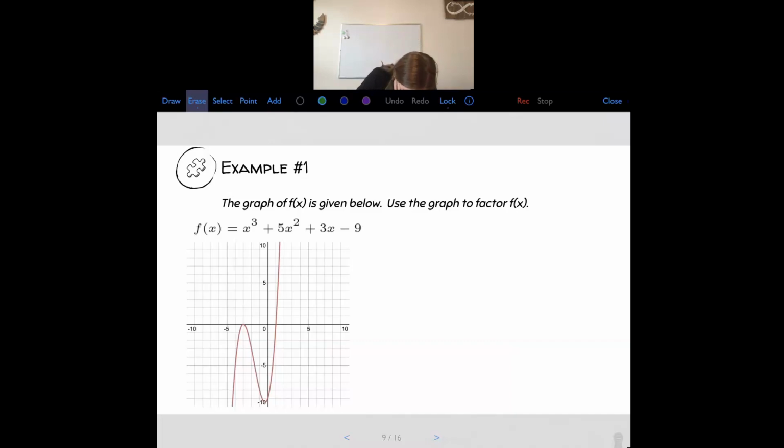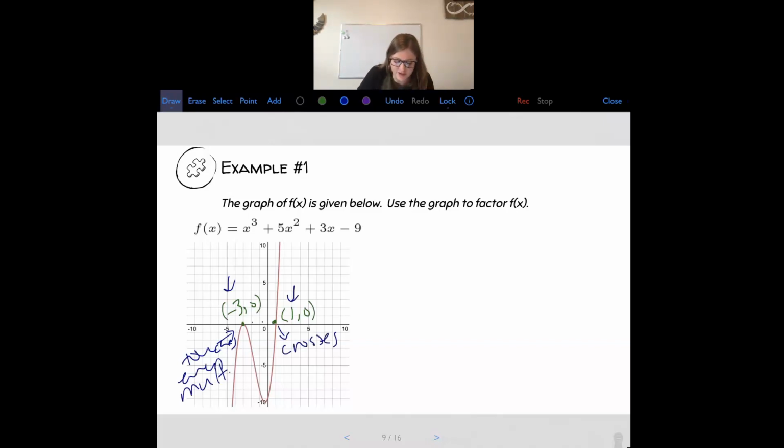So our first zero is here at -3, 0. Okay, and our second zero is here at 1, 0. Now remember, these numbers here are the x-coordinate of the intercepts, or our zeros. At -3, 0, it touches, which means that this needs to have an even multiplicity. Okay, at 1, 0, it crosses. So the multiplicity there should be odd.